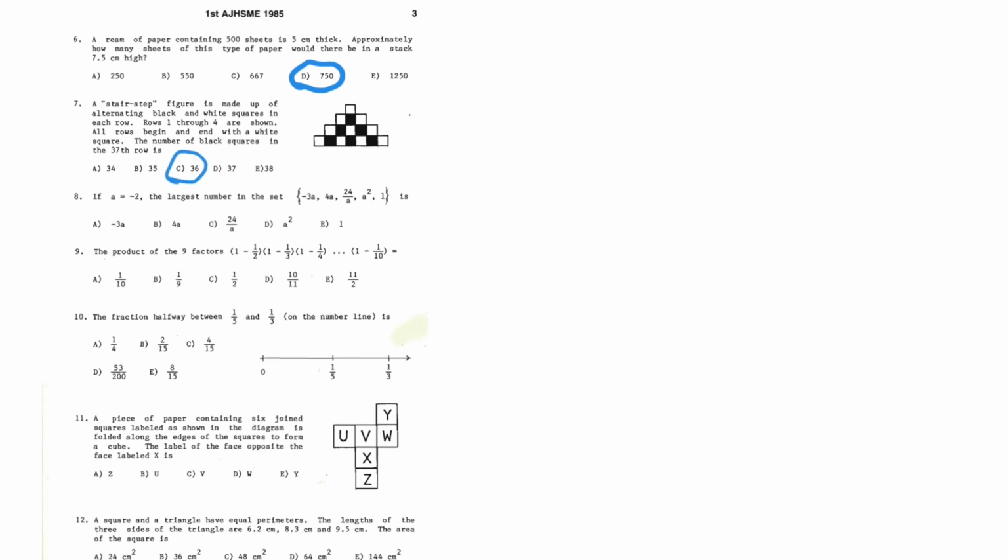Number 8. If a equals -2, the largest number in the set is negative 3a. We start with negative 3a. a is negative 2, so it equals negative 3 times negative 2.